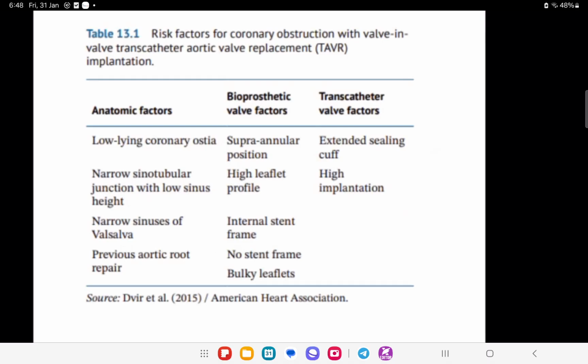Anatomic risk factors for valve-in-valve transcatheter aortic valve replacement causing coronary obstruction fall into three groups: anatomic factors, bioprosthetic valve factors, and transcatheter valve factors. Anatomic factors are low-lying coronary ostia, narrow sinotubular junction with lower sinus height, narrow sinus of Valsalva, and previous aortic root repair. Bioprosthetic valve factors are supraannular position, high leaflet profile, internal stent frame, no stent frame, and bulky leaflets. Transcatheter factors are extended sealing cuff and high implantation.